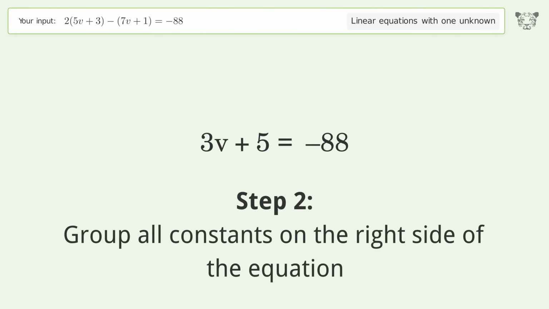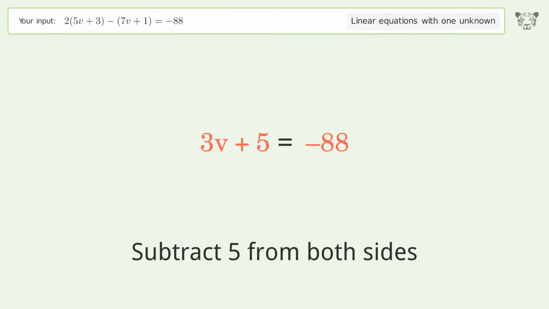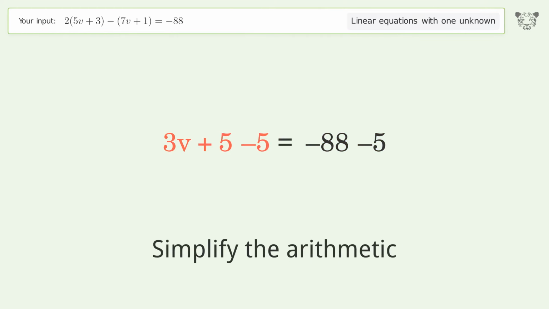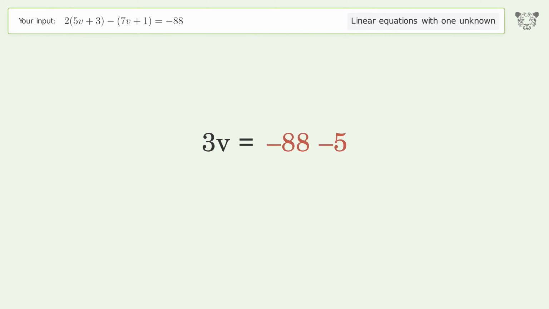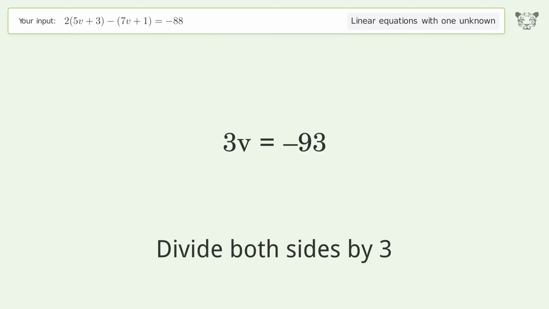Group all constants on the right side of the equation. Subtract 5 from both sides. Simplify the arithmetic. Isolate the v. Divide both sides by 3.